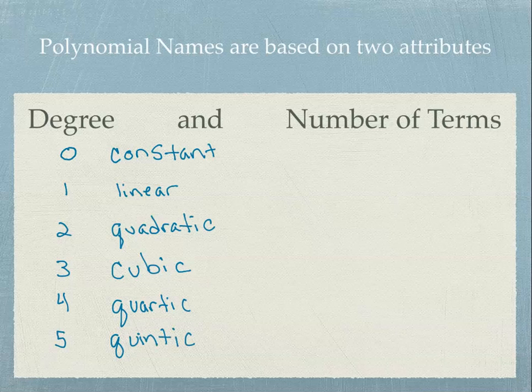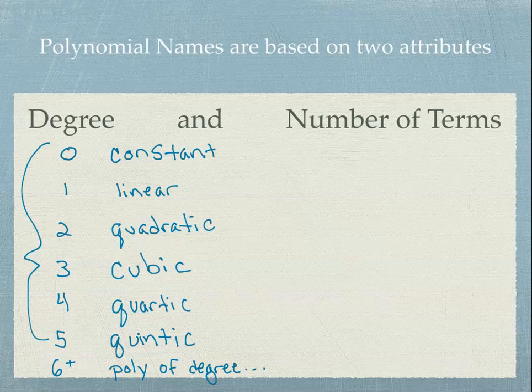Okay, if you have 6 or more, you just say a polynomial of degree 6. It gets boring after that. Polynomial of degree whatever, a polynomial of degree 12, something like that. But 0 through 5 have specific names and they get used quite often.